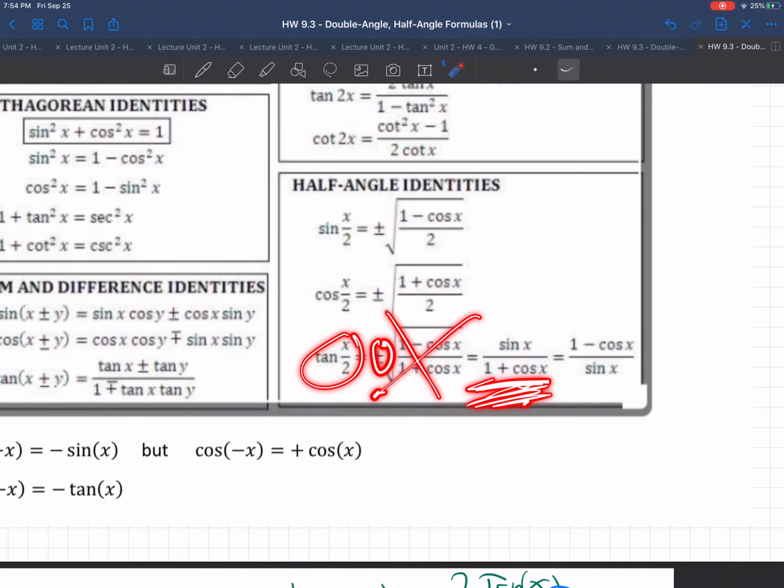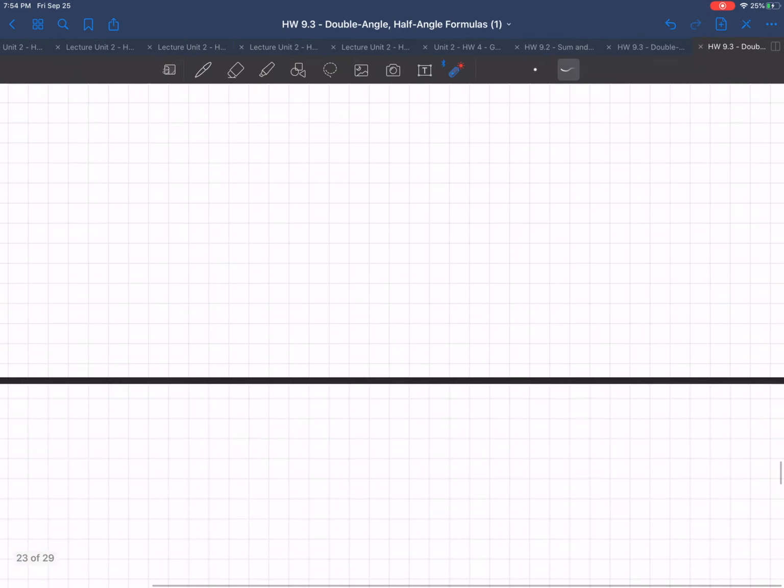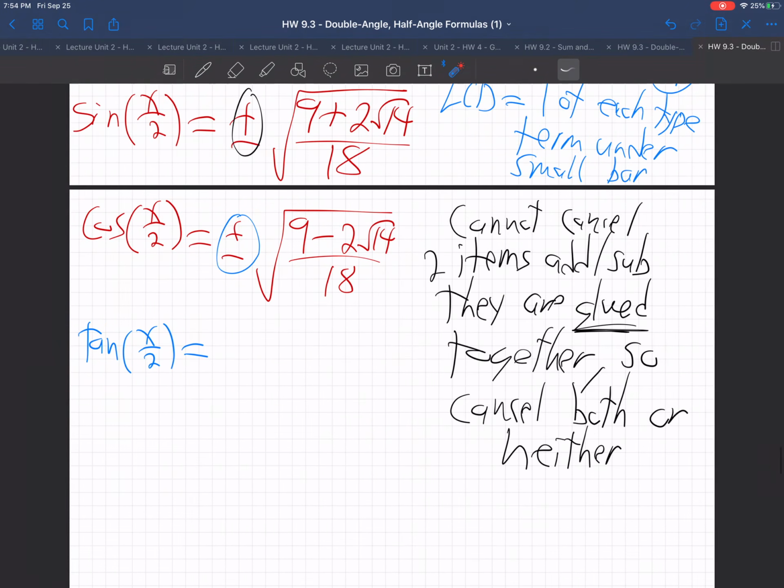It's just sine over 1 plus cosine. Tangent of half, notice it's half an angle, is sine of regular over 1 plus cosine. Sine over 1 plus cosine. That's the easier one. Let's do it. So it's sine x over 1 plus cosine of x.